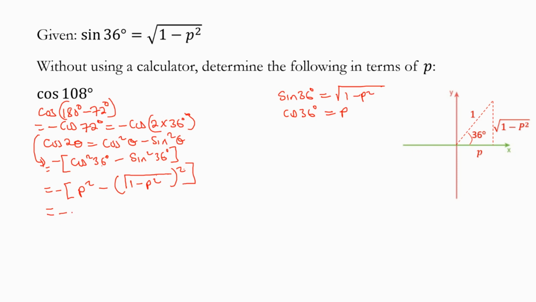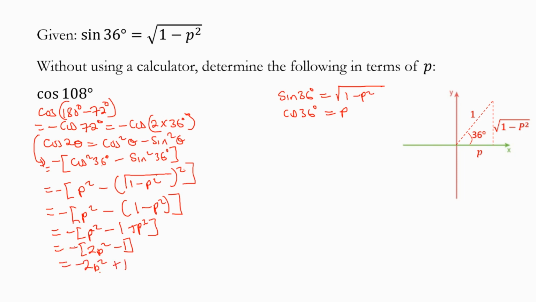We remain with negative, p squared minus 1 minus p squared. Let's remove the brackets and simplify, starting with the inner bracket. It's negative 1 plus p squared. You notice p squared plus p squared is 2p squared minus 1. Then we distribute the negative 1, and we get negative 2p squared plus 1. You see that? We're getting the same answer there. So that's what we're supposed to do there in question 5.3.2.